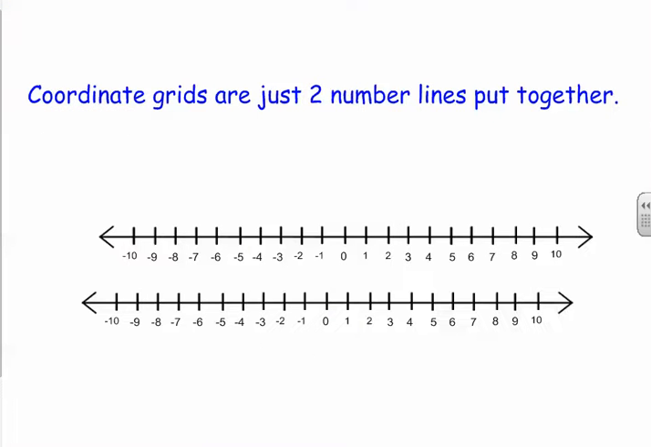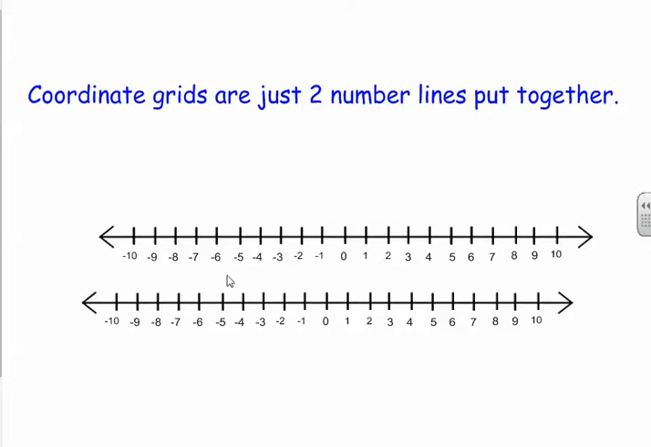All right, guys, we're going to do a quick little video on the coordinate grid. We're just going to do a little bit today, and we will move into the whole coordinate plane later on in our next unit. But for right now, let's just do a quick review on the coordinate grid.